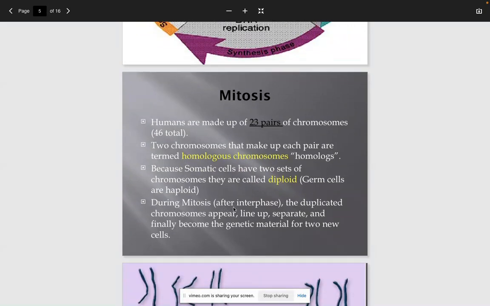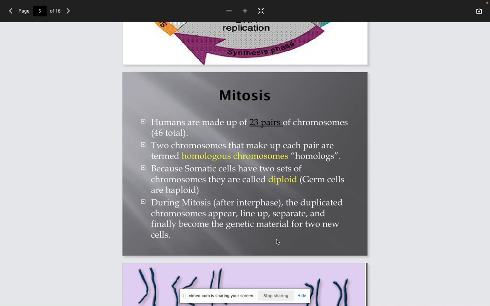During mitosis, after interphase, again, remember interphase is the G1, the S, and the G2 phase, we have a duplication of the chromosomes. They appear, they line up. This occurs during metaphase. Then they separate and finally become the genetic material for the two new cells.